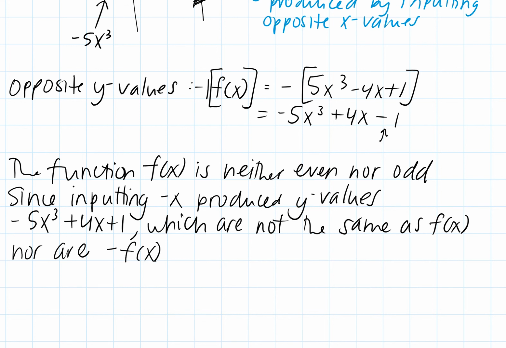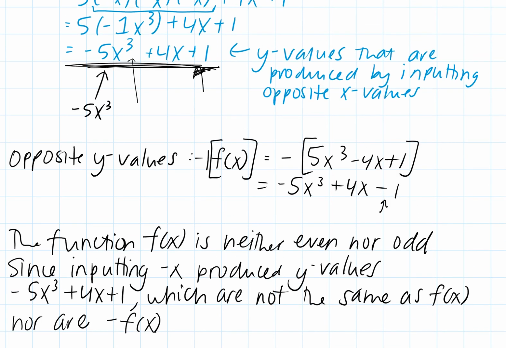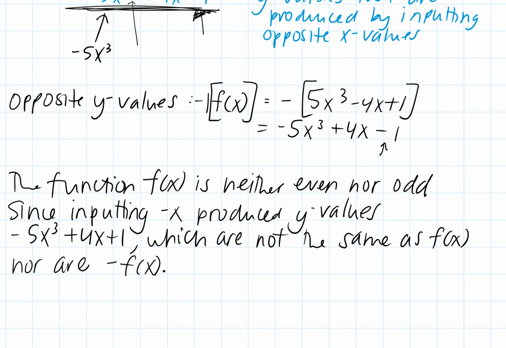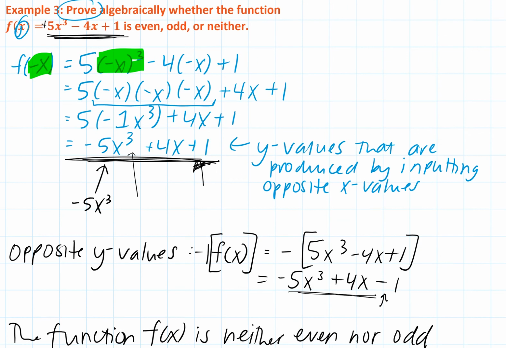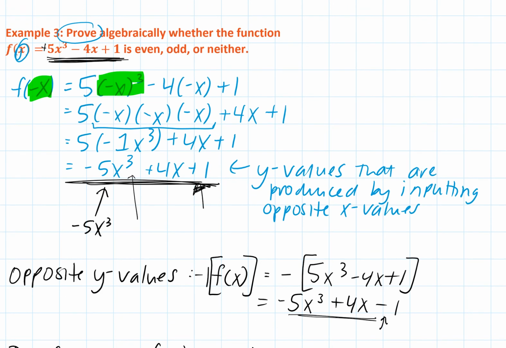It's not the same thing as multiplying the original function by -1, because if we did that, we would get a -1 here instead of getting a constant of +1. So the function as a whole doesn't match the opposite y values. It does not match the same y values. So the function as a whole is neither even nor odd.